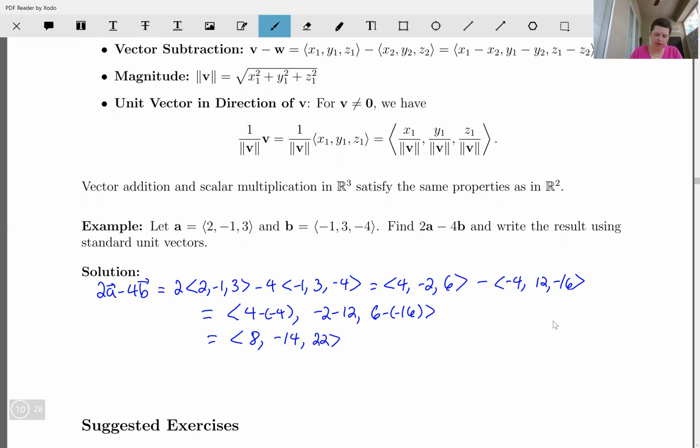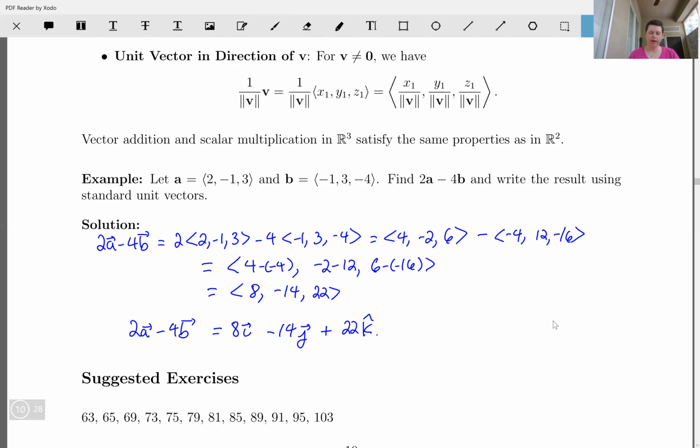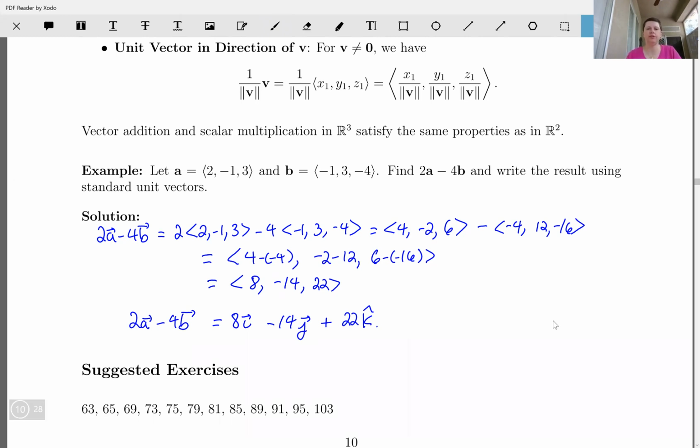And writing that using the standard unit vectors, we get 8i minus 14j plus 22k. And like always, there are some suggested exercises for additional practice for you.